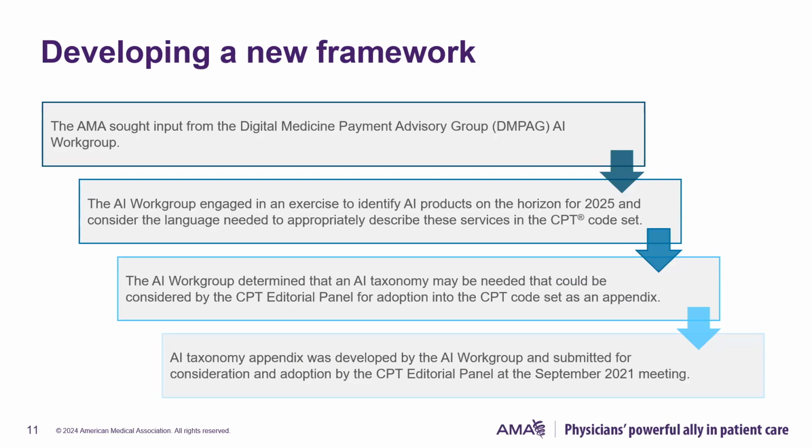So in 2020, the DIMPAG did for AI what it had done for digital medicine with the Digital Medicine Services Taxonomy, which is Appendix R in the code set, by launching an effort to develop a taxonomy for AI. And the approach with this effort was to form a subgroup of the DIMPAG that I talked about before, the AI work group, with members that had specific expertise in AI. And they did an in-depth study and, over a series of meetings, came up with the terminology that would become the AI taxonomy.